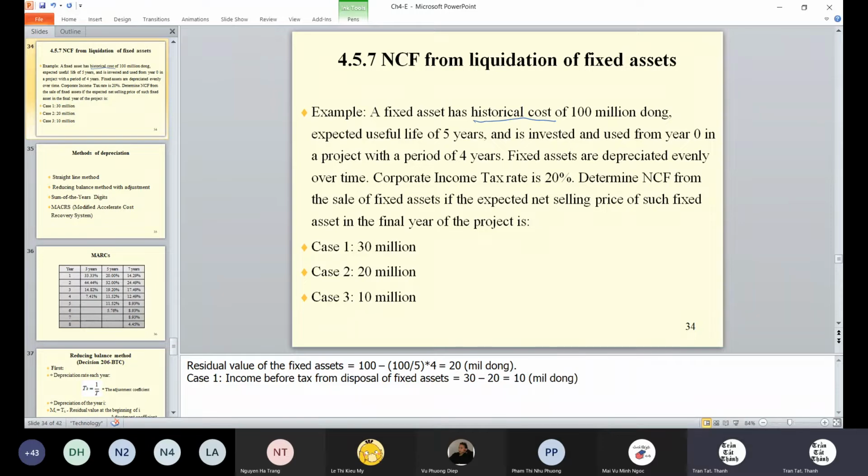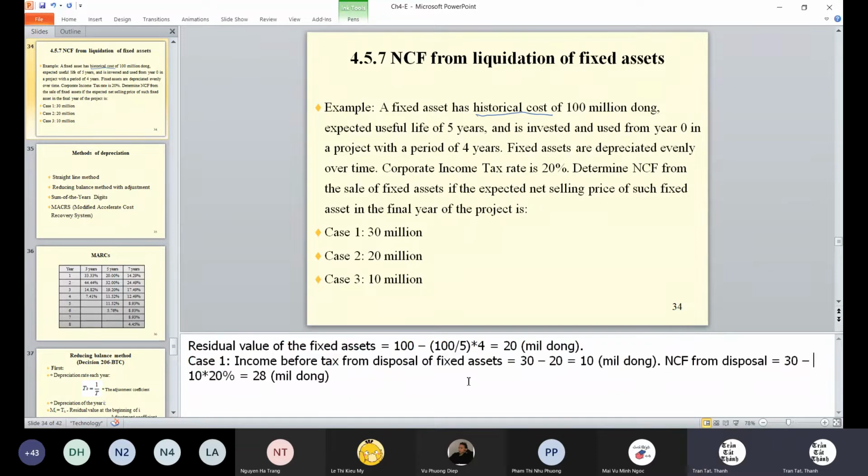And therefore the net cash flow from disposals of fixed assets would equal to the cash you get minus the tax you have to pay. And it's going to equal to, sorry, it's 30 minus this one, which is going to equal to $28 million. Okay, so you saw it now.